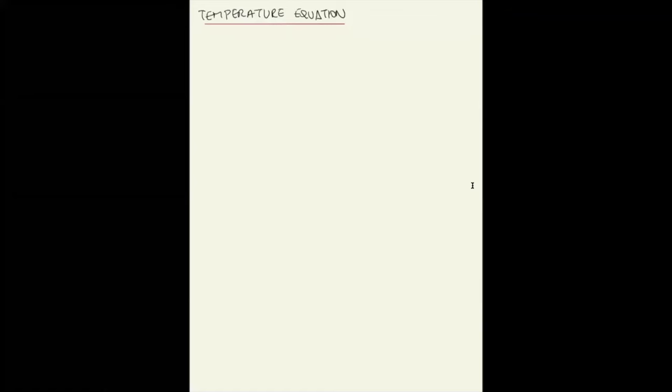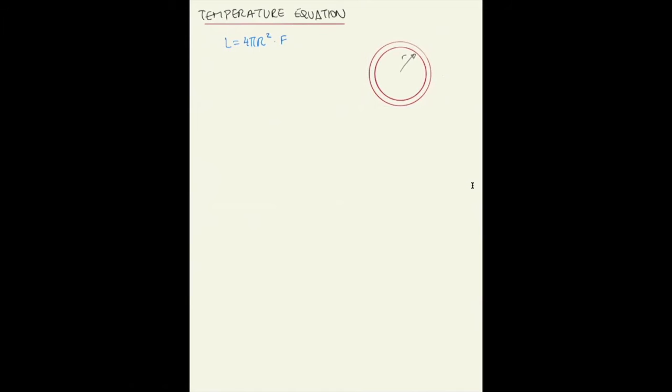So the temperature equation actually comes from the luminosity. We know that the luminosity is 4 pi R squared times the flux. So that is the luminosity from the surface. R is the radius of the star and F is the flux at the surface. But we can write the same equation for any shell inside of the star. For any shell at the radius r, you have a luminosity L_r that is being transported through the area of the shell by a flux F. So you can write this equation for any shell.